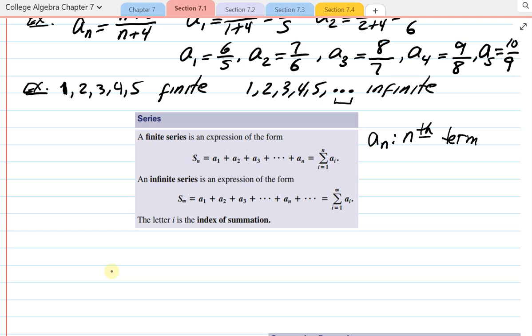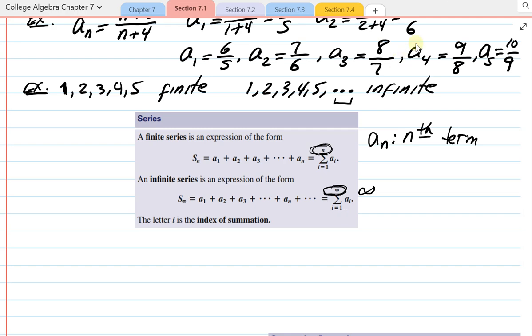Now, if the sequence is infinite, the key is the dot dot dots, then the series that it generates is called an infinite series. Now, if you look at what we call the upper limit of summation here, this one is n, and for the infinite sequence, that's the infinity symbol that you're looking at there. Okay, so that's going to be infinity. So let's see now how we can work with the series here.